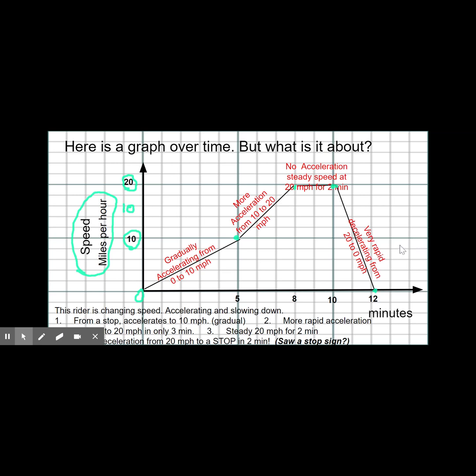So that's a little bit about the 3 types of graphs. Elevation is about the hills. Distance over time is about the distance. And speed over time is about the speed. Remember, distance over time, you can calculate the speed by dividing. Speed over time, you can see the speed right off the y-axis. So that's a little bit about bike riding and distance over time graphs.